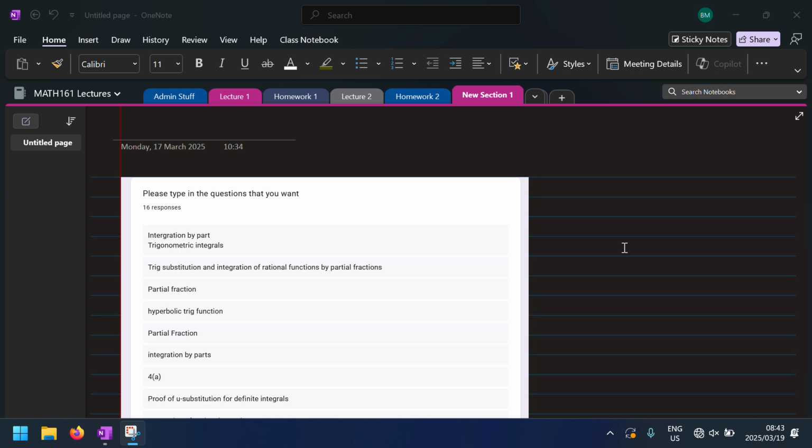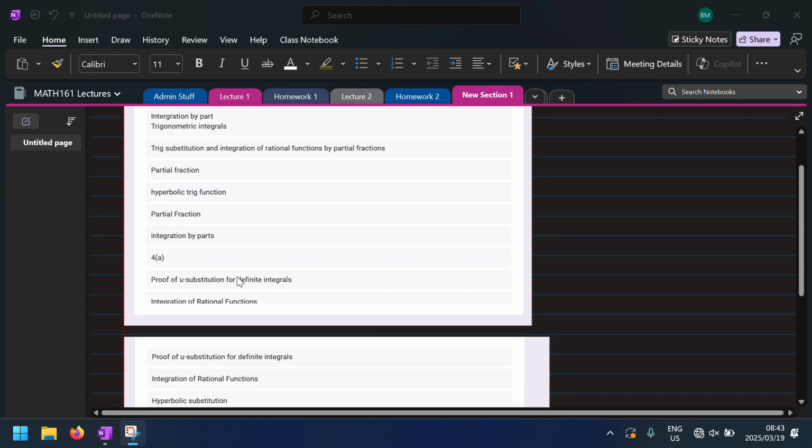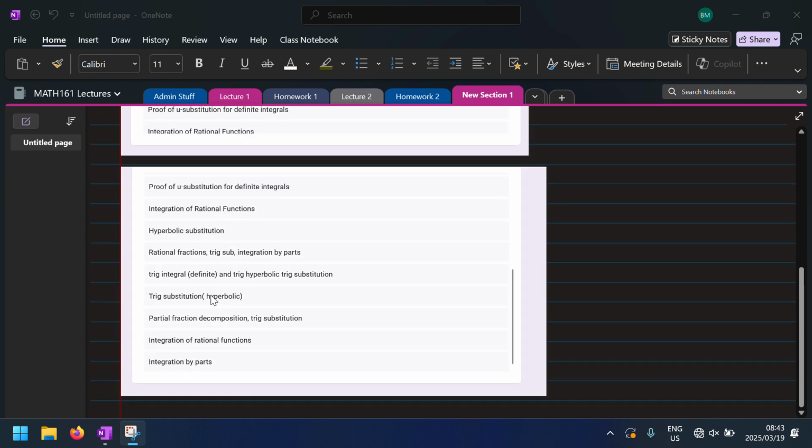Okay, so 16 of you voted for what we're going to be doing. We have a class of 75 and only 16 decided to say what they wanted for revision. But anyway, let's go with what they voted for. Here are the responses. The highest response was for partial fractions.